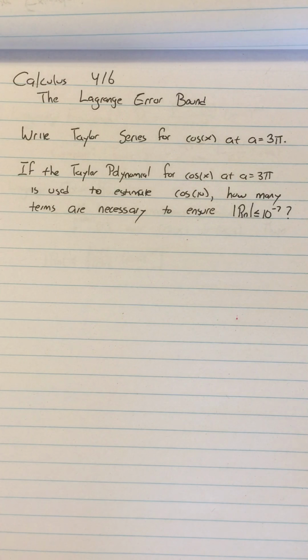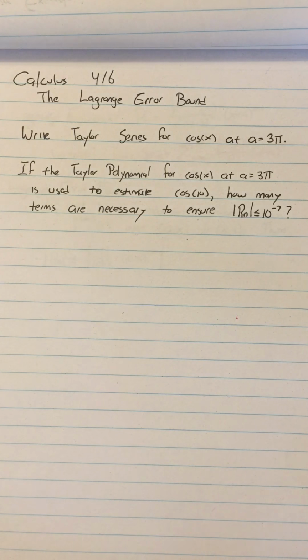So the last thing about Taylor series is how do we get a handle on the error that you make if you use a Taylor polynomial instead of a Taylor series. In other words, if I only use finitely many of the terms, how far off am I going to be for estimating a particular function? So let's start by writing a Taylor series for cosine x at a equals 3 pi.